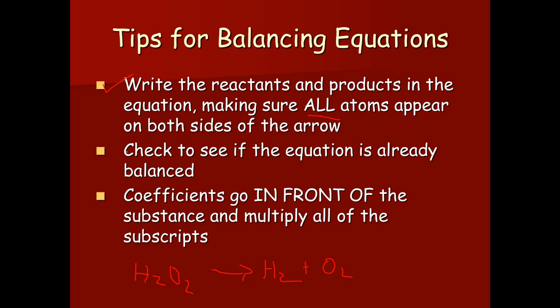Number two, check to see if the equation is already balanced. Remember, when I balance something, I'm trying to make sure I have the same number of atoms on both sides. So how many atoms do I have on this side for hydrogen? I have 2 hydrogens on this side, 2 hydrogens on this side. So hydrogen is balanced. Now let's check the oxygen. 2 oxygens, 2 oxygens. Oh, hey, this one is already balanced. I'm done.